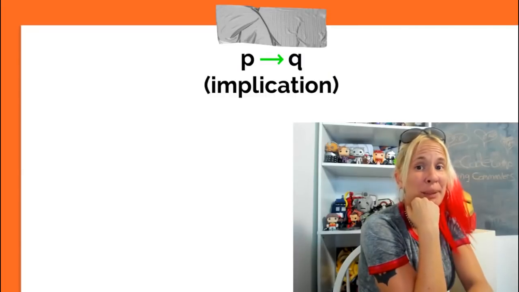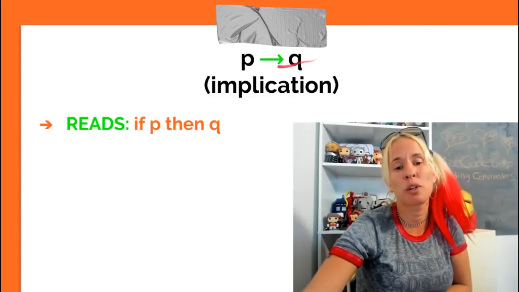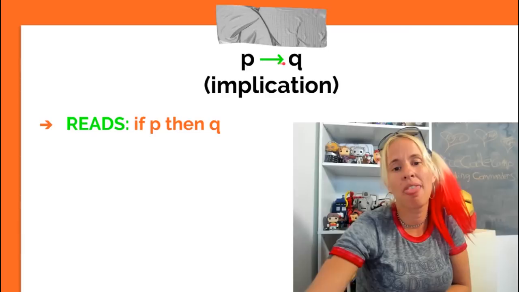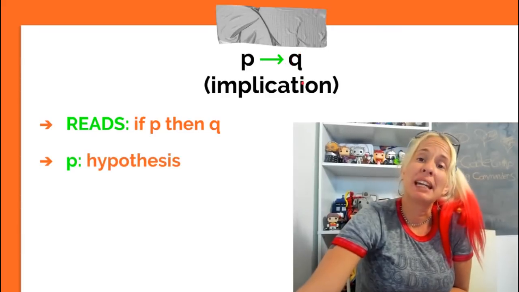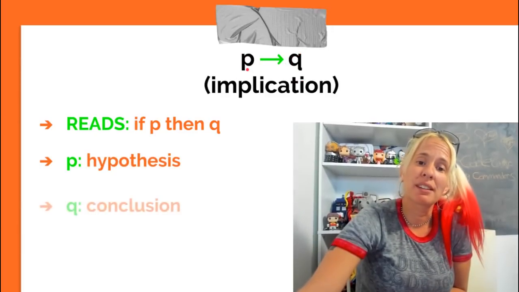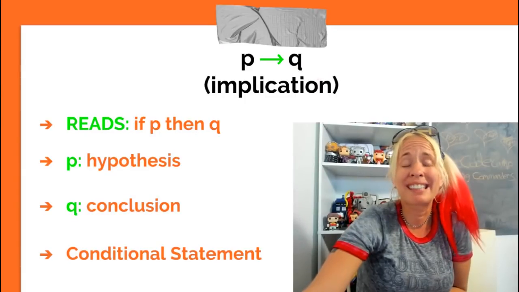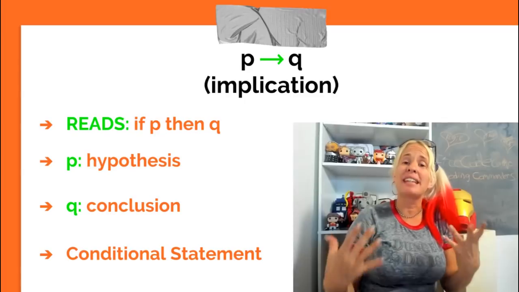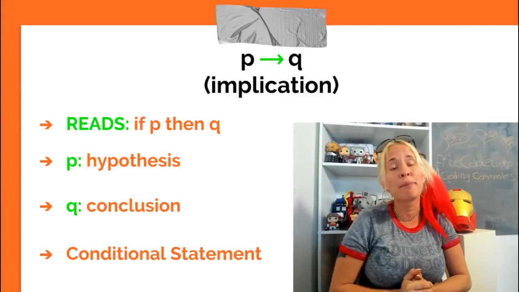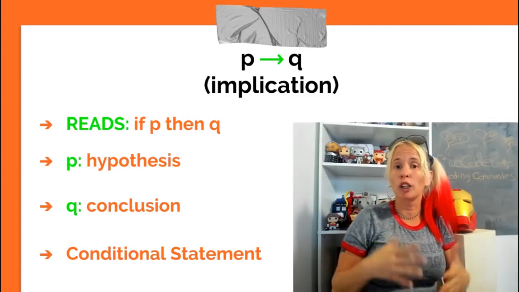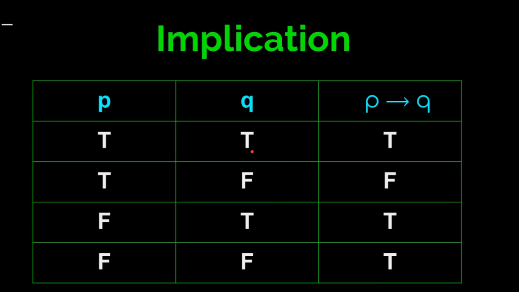Now let's look at implication. Implication is going to read if P, then Q. P is what we call the hypothesis, and Q is the conclusion. This is a conditional statement, like our if statements in computer programming. Those are implication.